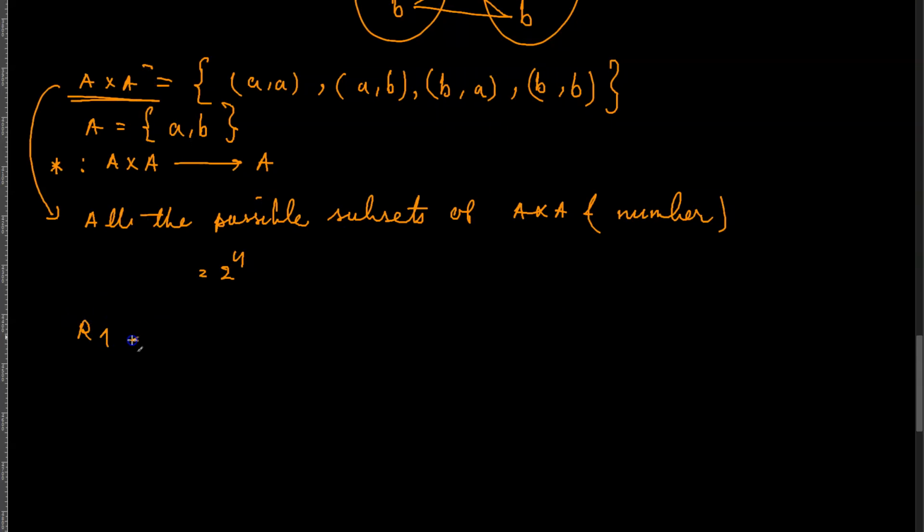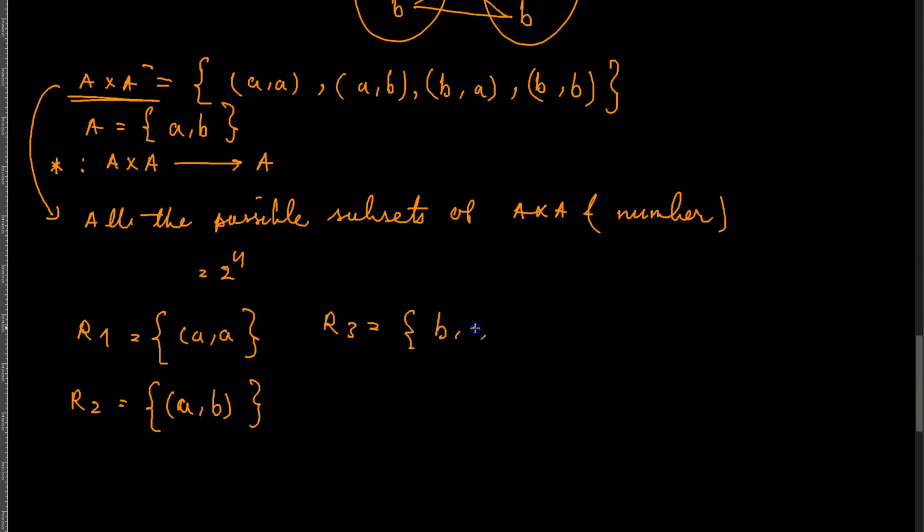R1 based on this set is going to be equal to the set containing, for example, (A, A). R2 is going to be, for example, (A, B). And R3 is going to be, for example, (B, A). And R4 is going to be equal to, for example, the set containing (B, B), and so on and so forth, until you have all the different subsets, 2 raised to the power 4 is equal to 16, all the different 16 subsets of this set, right?